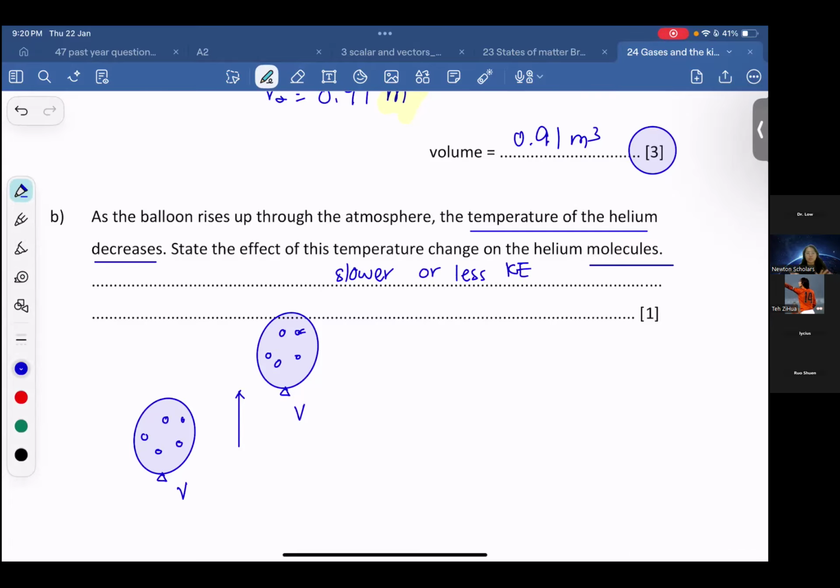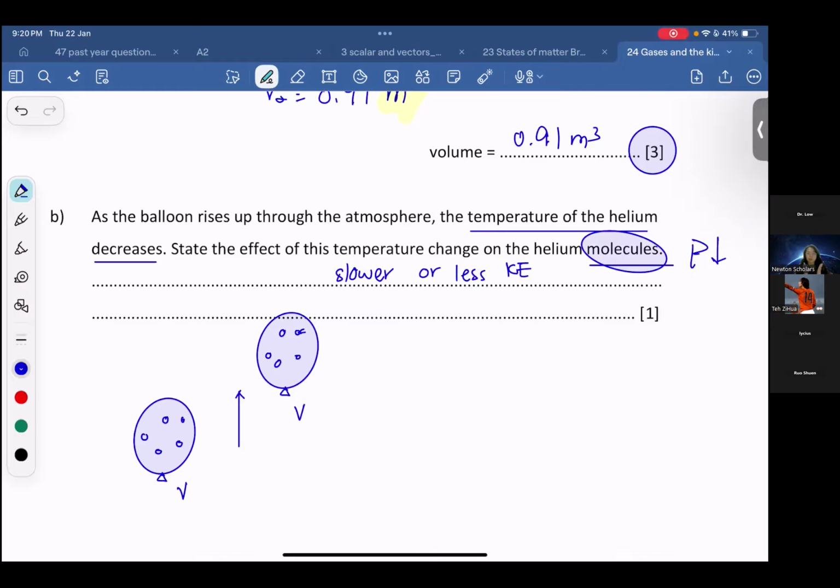Volume is the same. The number of particles inside the balloon is still the same. If they ask you what happened to the pressure, then the answer is the pressure will be lower. But now the question is asking about molecules, so we talk about molecules. The question can be changed, like temperature decrease, state the effect of this temperature change on the pressure. Then the answer will be pressure decreases.